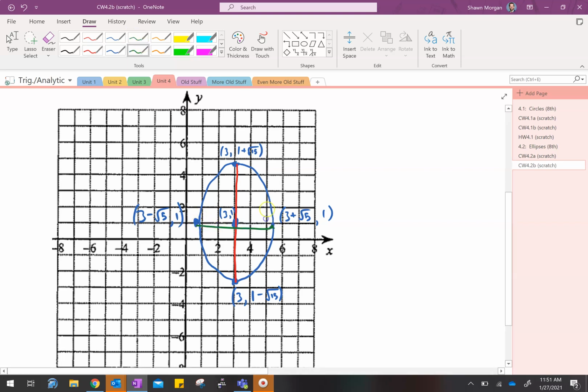connects the two what are called the covertices, if you see those words used, right? And we know the center from our h and our k. The only other question that we haven't talked about just yet is, where do our focus points occur? And I'll put a black mark right there. Our focus points will always occur, right, on the major axis.